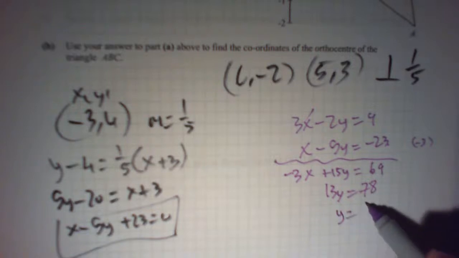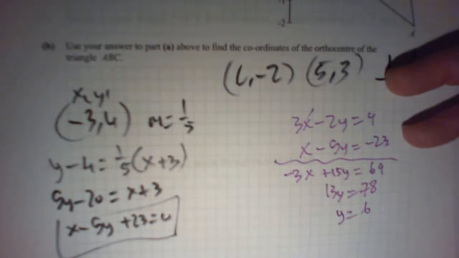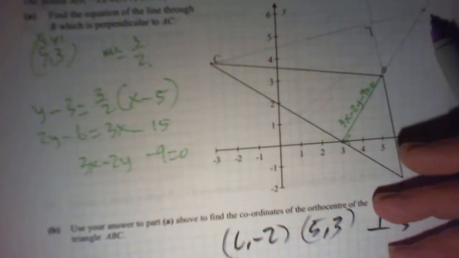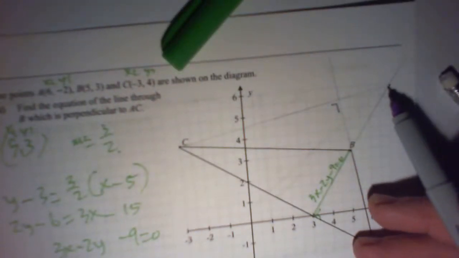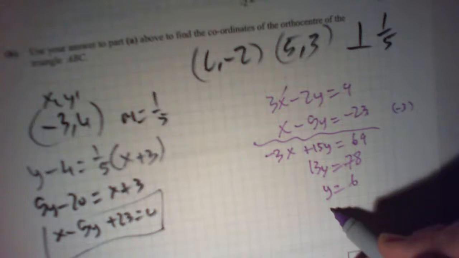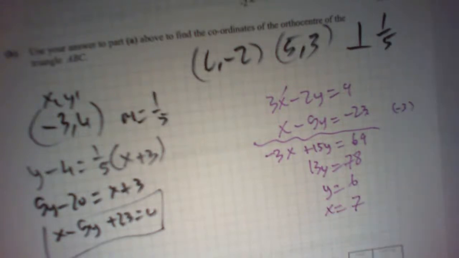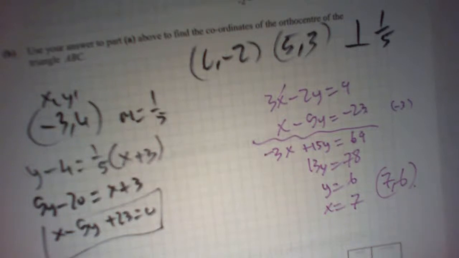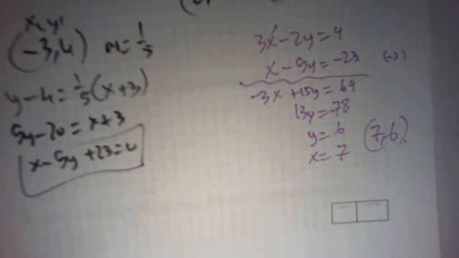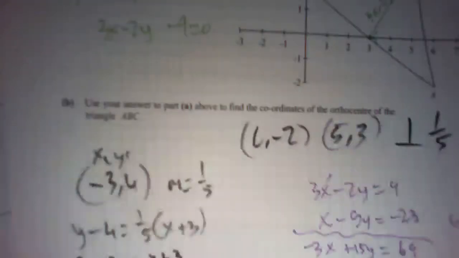And would you believe, y is equal to 6? We said y was going to be equal to 6, didn't we? Up here in the corner, we said y was going to be equal to 6. So listen, we already know x is going to be equal to 7 because it has to be. So 7 and 6 is the orthocenter. Okay, cool. A bit tougher, that one.